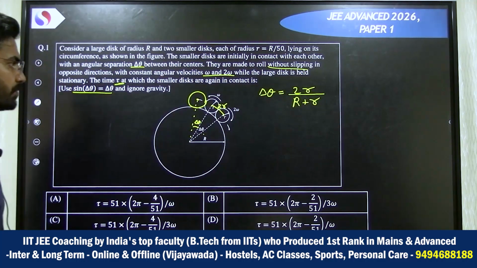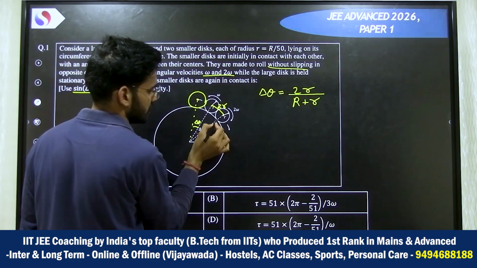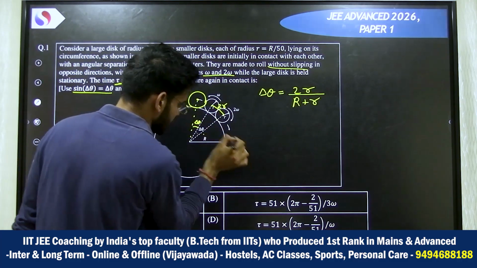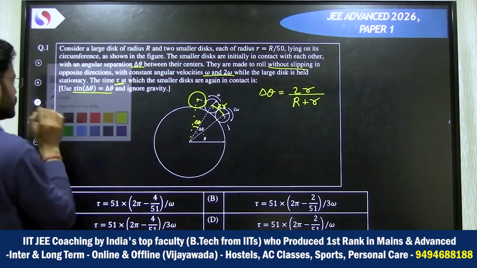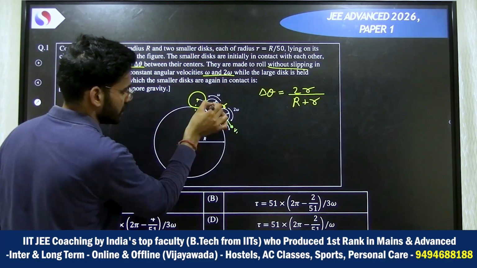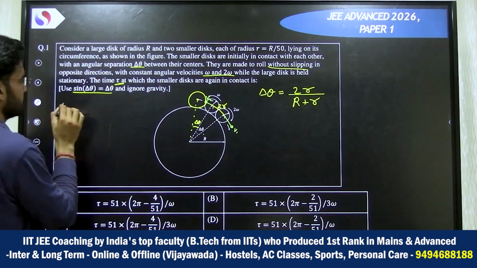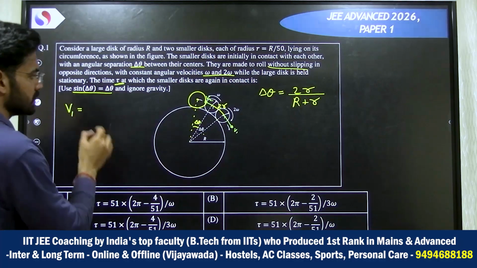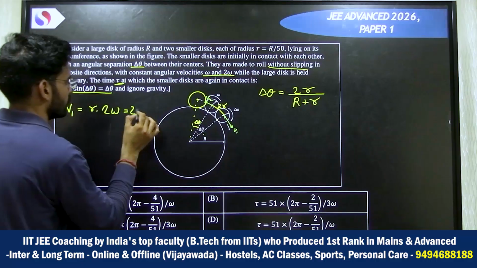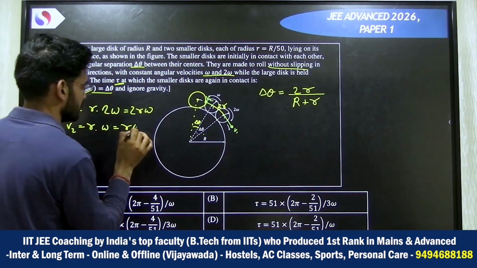Agree? Then, if it is without slipping, then this point is stationary, that means this point is going with r omega, correct? So let's say this is going this side with a certain v1, let me mark. This is going this side with a certain v1, and this one will go this side with v2. What are those v1, v2? Let's understand. v1 will be small r into 2 omega, so that's 2r omega, and v2 will be small r into omega, that's r omega, correct?